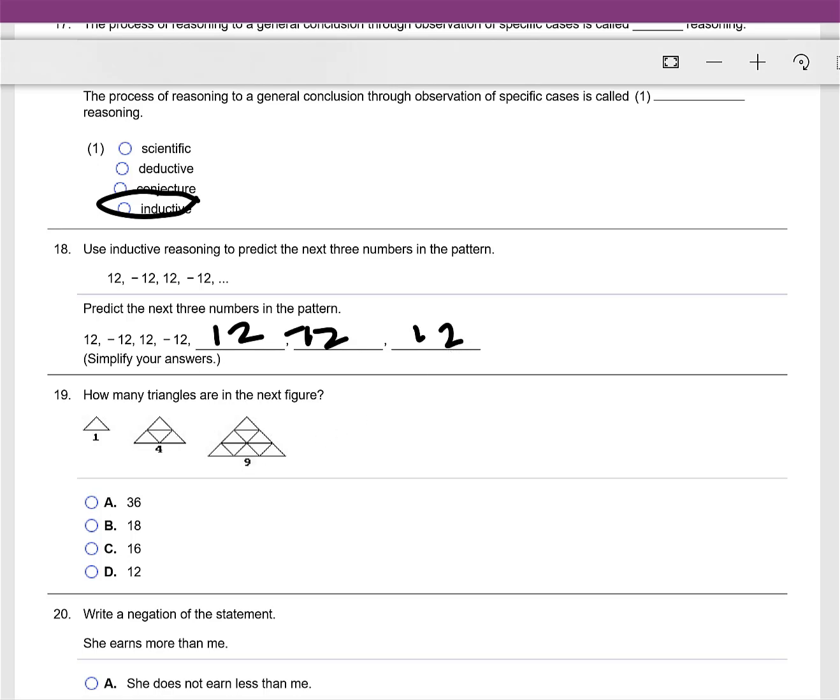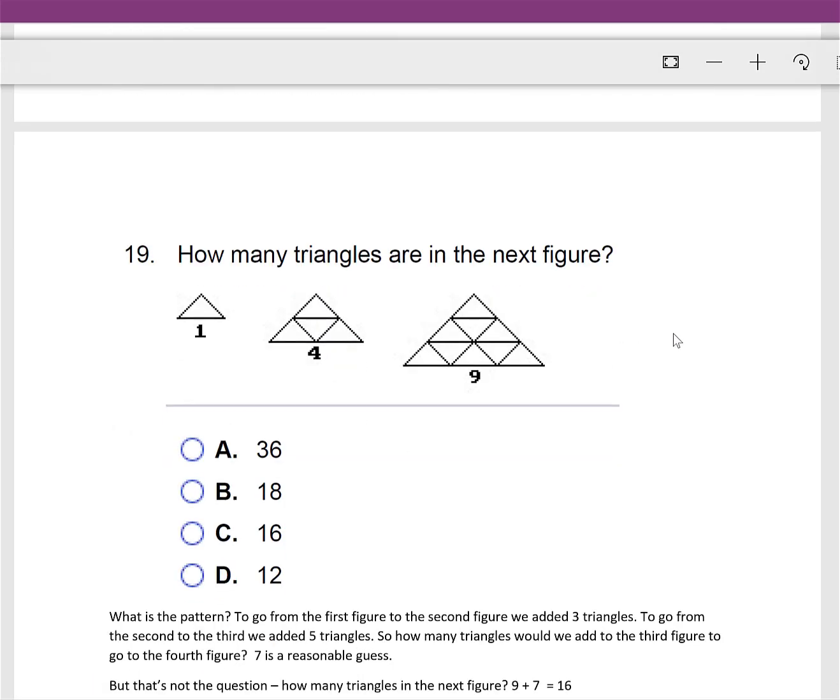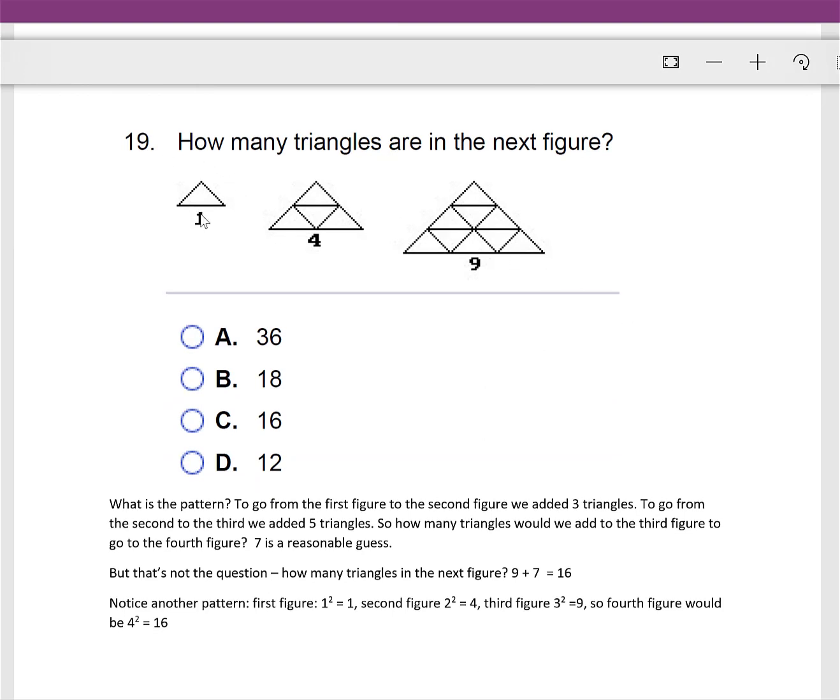Now this one I did give you a detailed solution for because it's a little bit more complicated. So what's the pattern? We have 1 triangle here, 4 triangles here, 9 triangles here. So how did we get from figure 1 to figure 2? We added how many triangles? 3. How do we get from figure 2 to figure 3? We added 5 triangles. So we added 3 here, and we added 5 here. So reasonably, what would we add here? 7. So that would take us up to 16.